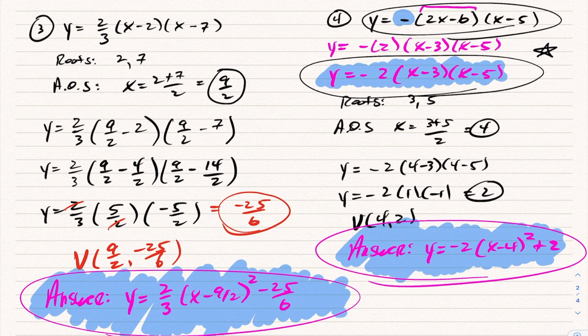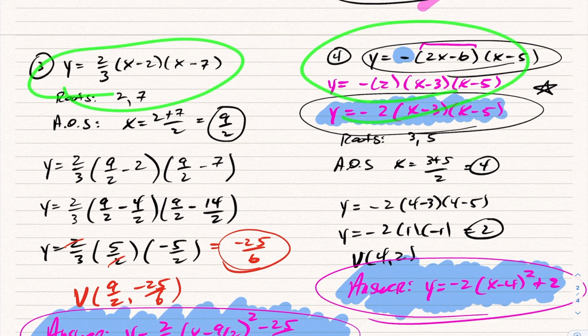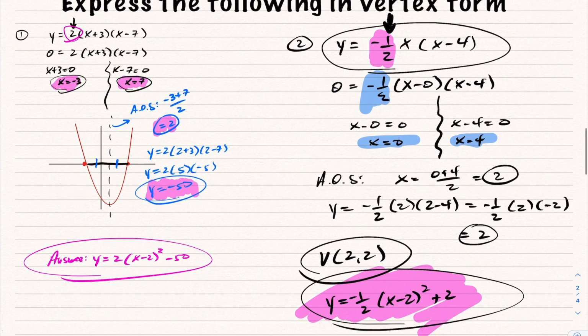Okay, so that concludes today's lesson. I just wanted to point out that there are other options besides completing the square to express a quadratic in vertex form. If your quadratic has roots, as we see in example 3 and example 4, then you can just find the roots, average them out, and find your y value. Once you get your vertex, you're just grabbing the a value.